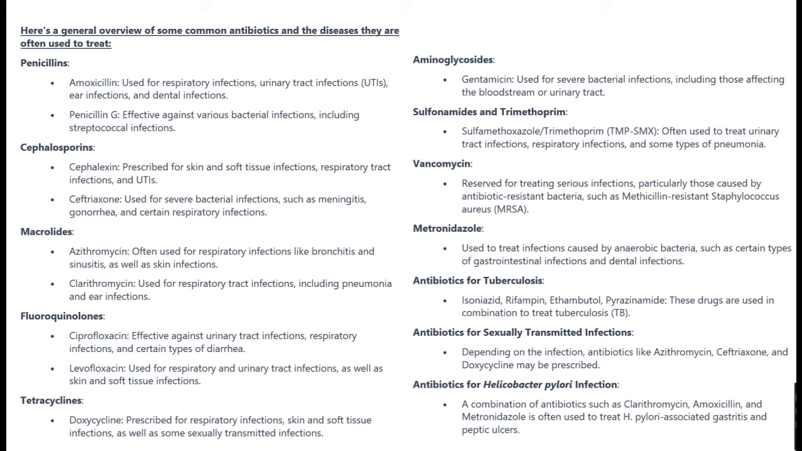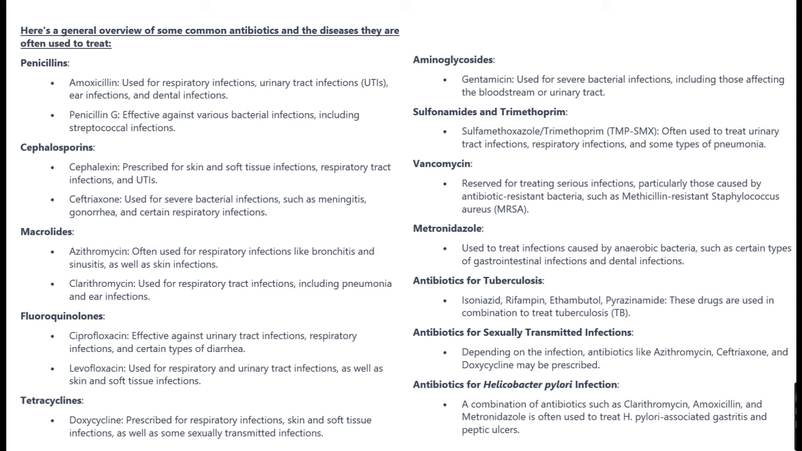5. Tetracyclines. Doxycycline, prescribed for respiratory infections, skin and soft tissue infections, as well as some sexually transmitted infections. 6. Aminoglycosides. Gentamicin, used for severe bacterial infections, including those affecting the bloodstream or urinary tract.